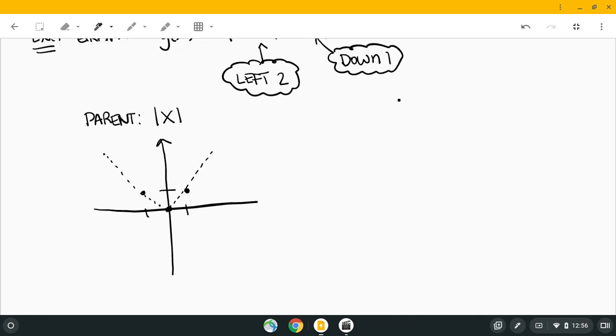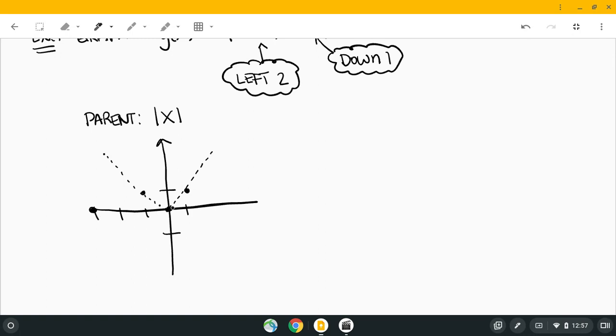Okay, so left 2. All right, so all of these points, I have 3 reference points, but all of the points of this graph will shift left 2 and down 1. So I'm going to take this one over here and shift it left 1, 2, and down 1.